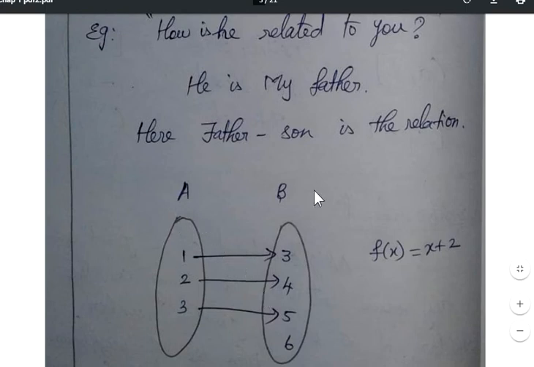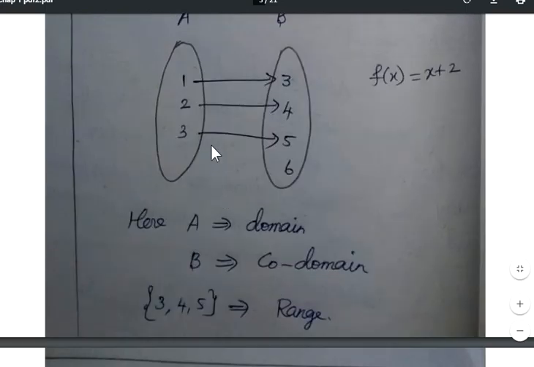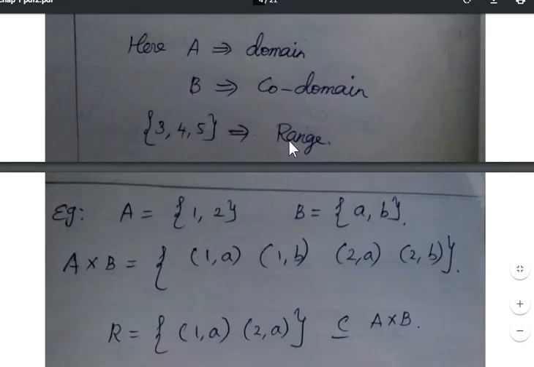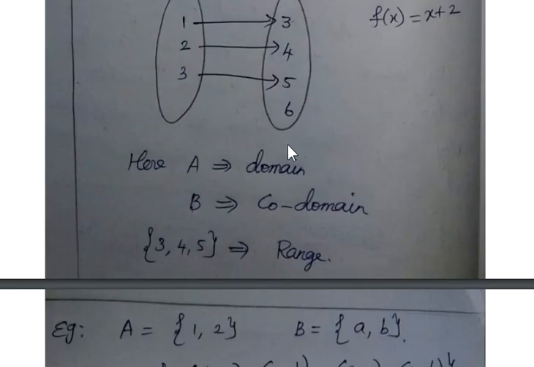So here A is one set, B is another set. A is called the domain, and the entire set B is called the codomain. Range means the reaching point only. The second point in the Cartesian product is called the range.